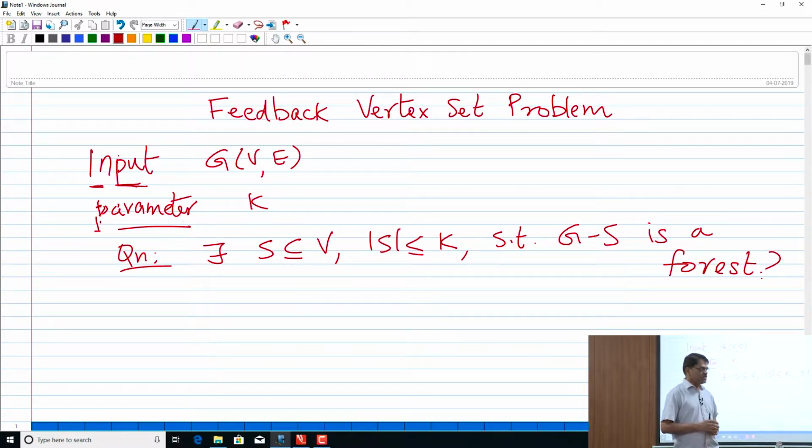So I want a subset of vertices whose deletion makes the graph a forest. In the case of vertex cover, the set of vertices were covering edges. Here the set of vertices are covering cycles. And as I said, there is a version of it in directed graphs also, but here we are talking about undirected graphs.